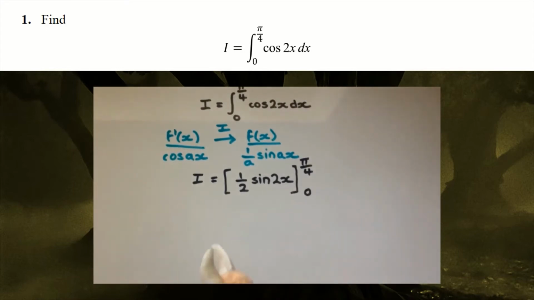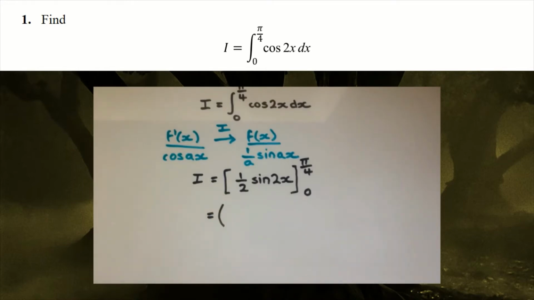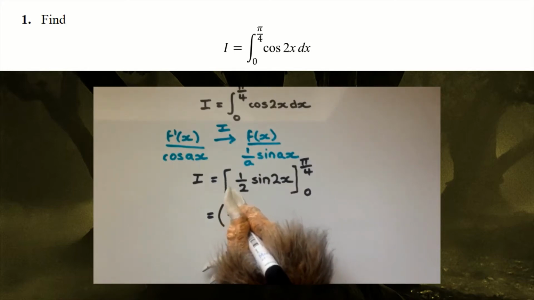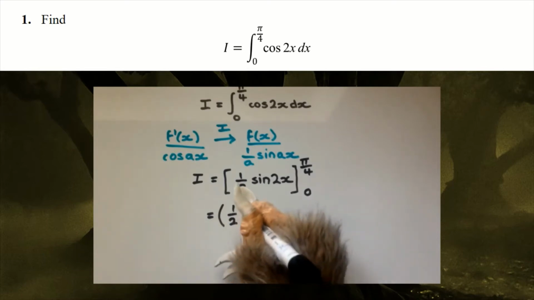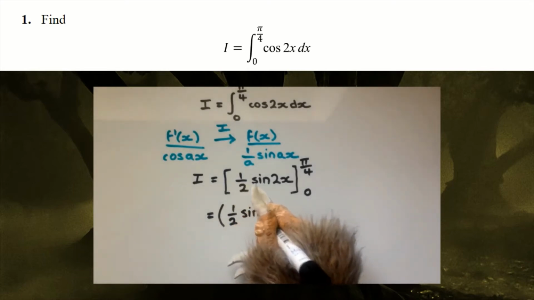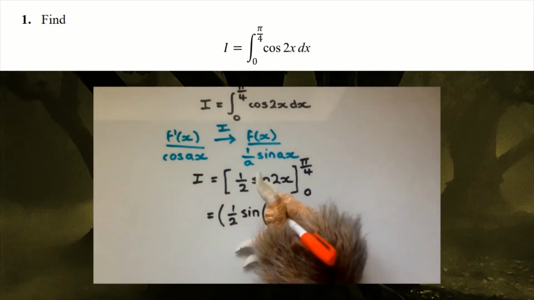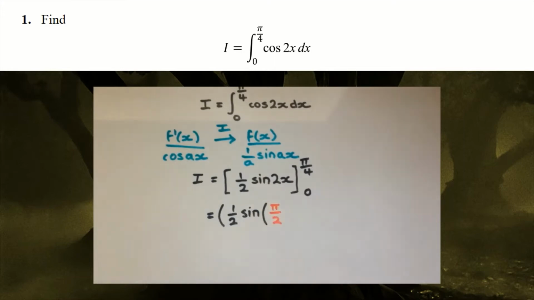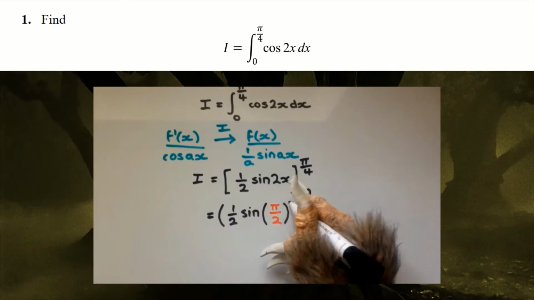Standard notation now. I'm going to remove the square brackets and introduce curved brackets and make my upper limit and lower limit substitutions. So I'm going to have 1/2 of sine of 2 lots of pi over 4. Now, 2 times pi over 4 is obviously going to be 2 pi over 4, which is pi over 2. There it is. Okay, so that's my upper limit done.